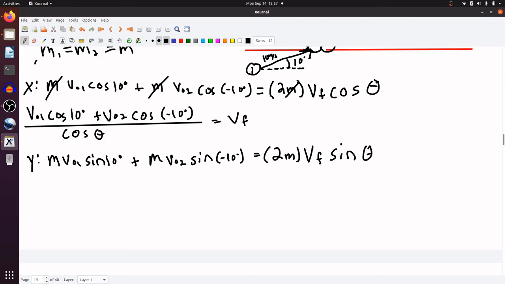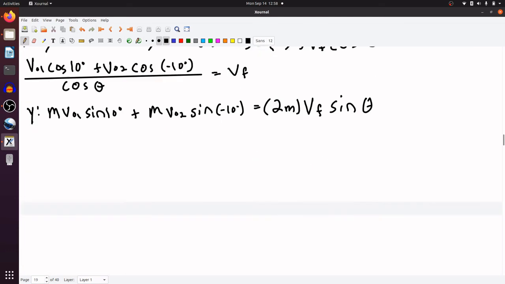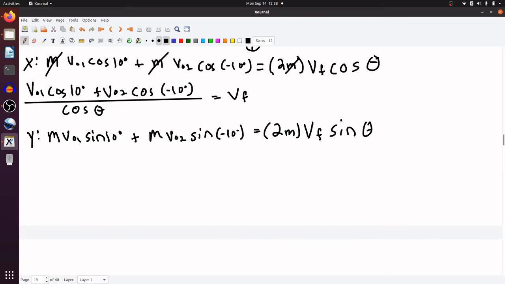The only reason, FYI, that I chose cosine for x is because, in general, since we've been drawing the pictures like this, the cosines generally have tended to be your horizontal values, and they usually are. So that's a good rule of thumb. All right.